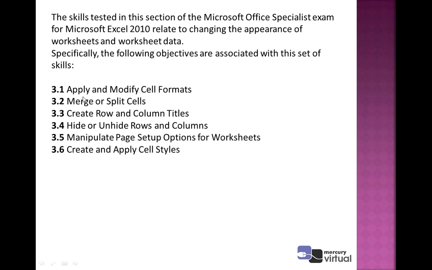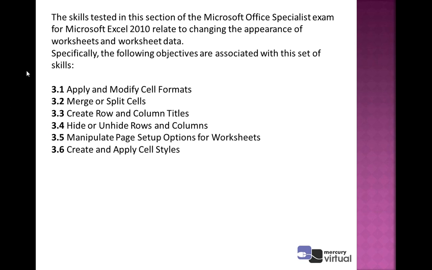This chapter contains 6 topics. 3.1 is apply and modify cell contents, means how to apply and how to modify the contents of the cell, how to use the different formats, and how to modify the formats that is available in the worksheet environment. Then 3.2 is how to merge or split cells, means how to merge the different cells into one cell and how to split the cells into multiple parts. So this is the second topic that is covered, that is merge or split cells.